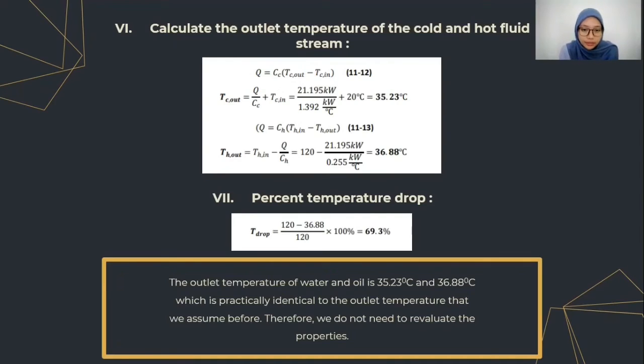The outlet temperatures of water and oil, as mentioned before, are practically identical to the outlet temperatures that we assumed before. Therefore, we do not need to re-evaluate the properties. That's all for the calculation part.